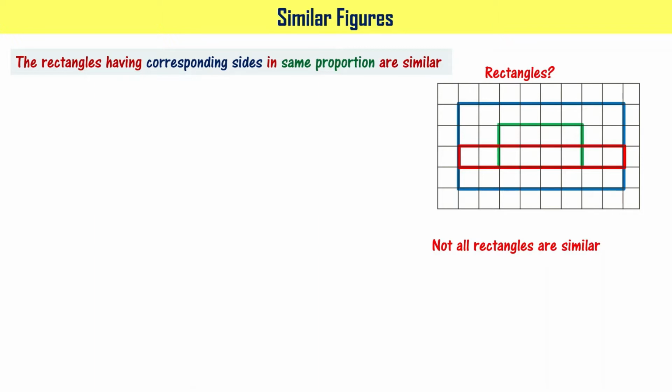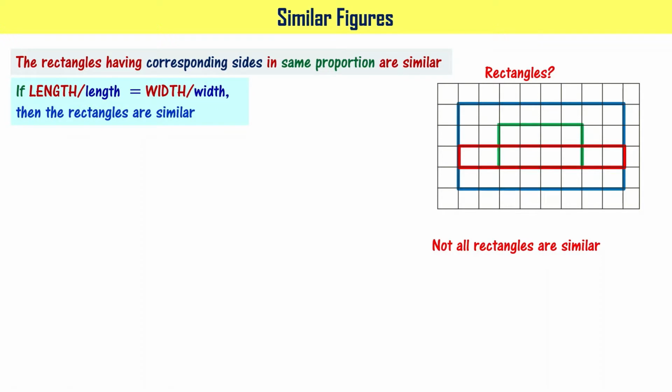If I say that rectangles having corresponding sides in the same proportion are similar, it means if I take ratio of lengths, if that is equal to ratio of widths, then the rectangles are going to be similar. Now let us consider the rectangles drawn. One is in green color and other is in blue color.